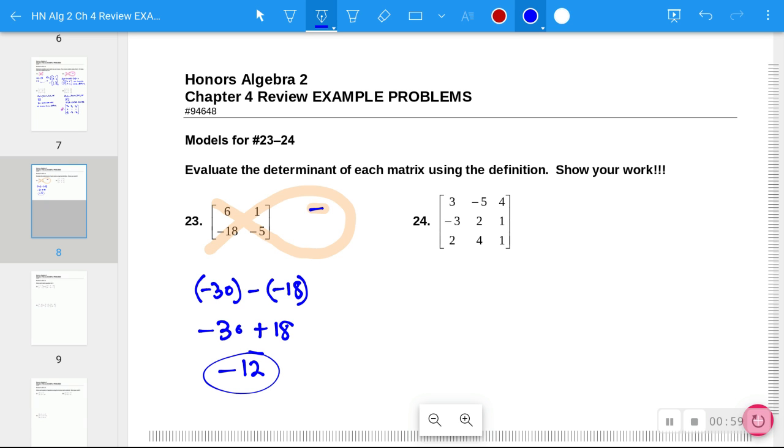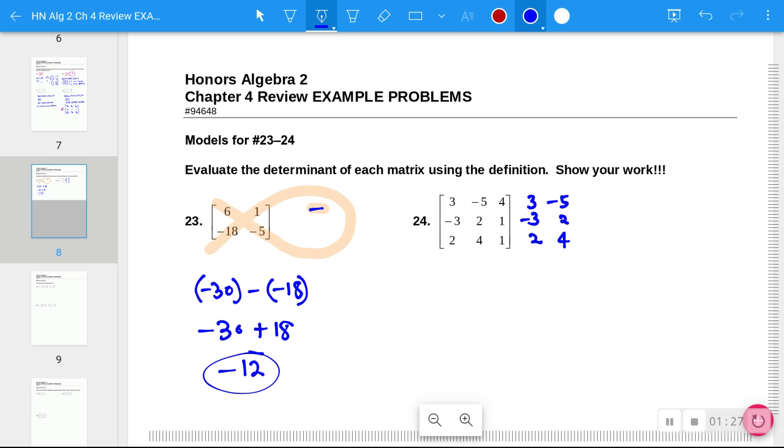Okay, for the next one here, this 3 by 3, we'll replicate the first two columns. So this first column here we're going to replicate, and the next column we're going to replicate. The third column actually doesn't get replicated or copied. So we're going to copy the first column, replicate it, 3, negative 3, and 2. And the second one is negative 5, 2, and 4.